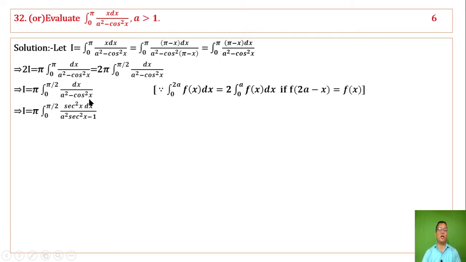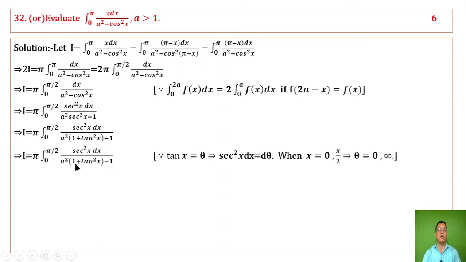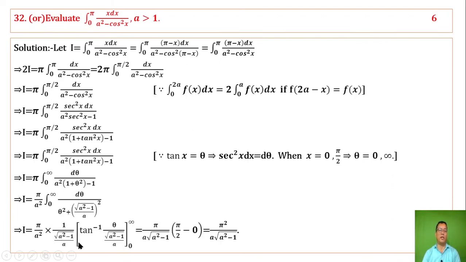Dividing by cos square x numerator and denominator, we get sec square x in the numerator. We get this, and sec square is tan square x plus 1, using the identity. Next, tan x to theta, putting tan x equal theta, the derivative is sec square x dx d theta. When x equal to 0, pi by 2, theta equal to 0, infinity respectively. Then we get a quadratic equation in theta, a perfect square. Then using the standard formula 1 by a tan inverse of theta by a with limits, we get this. Hence find out.